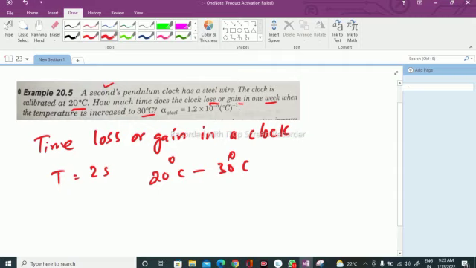What will happen to the wire? The wire will increase in length. L will become L prime. L prime is more than L. When the length increases, you know that T is proportional to root over L.